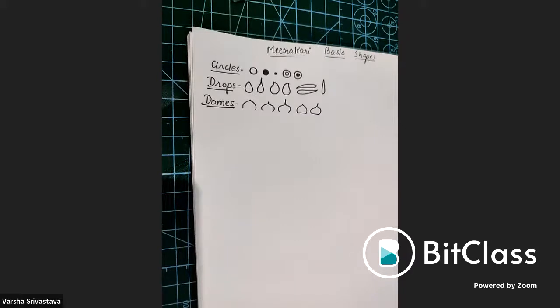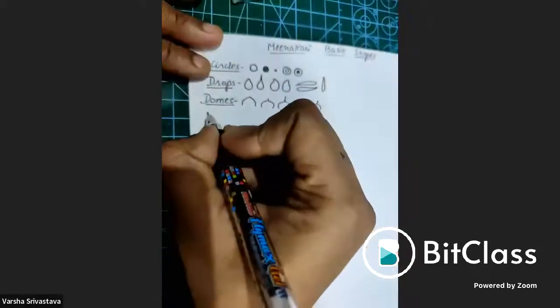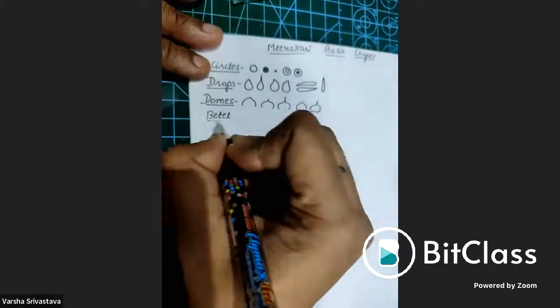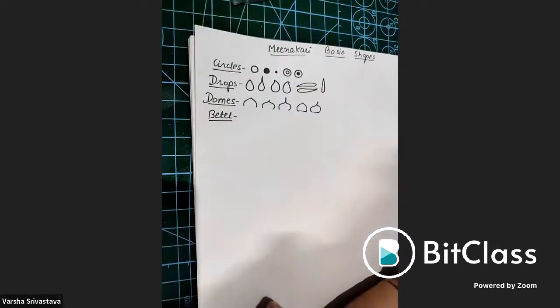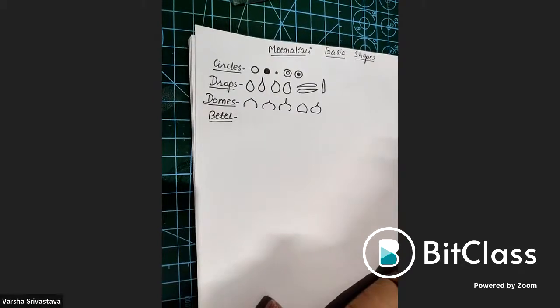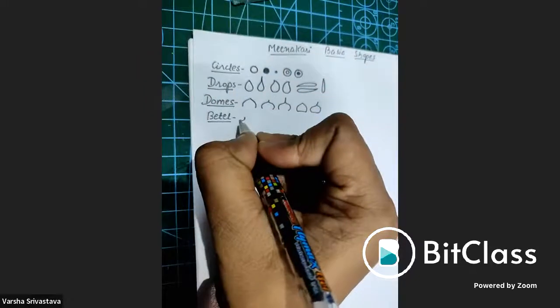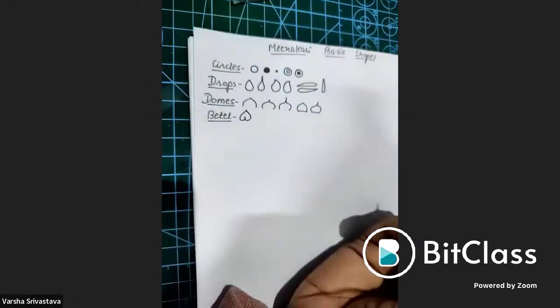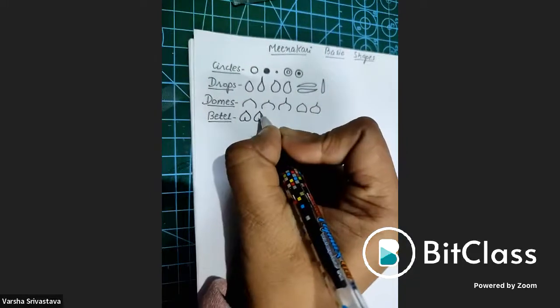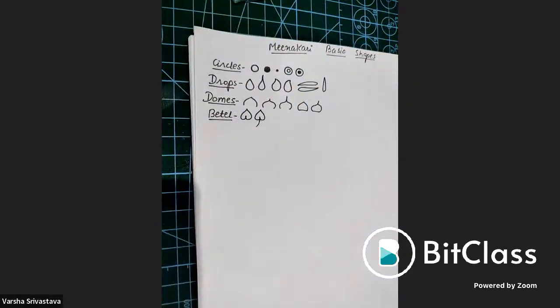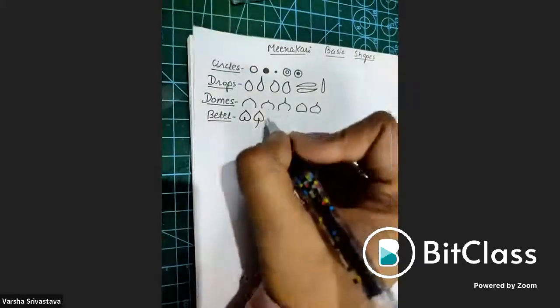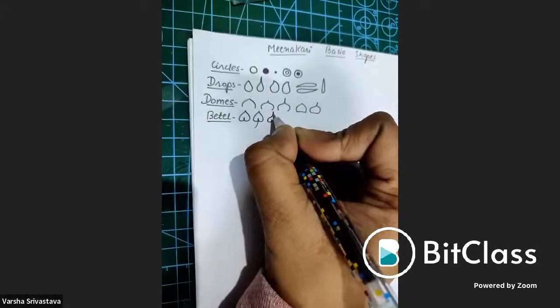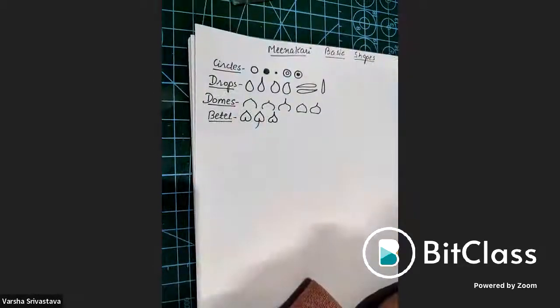Now next, I'm going to make the beetle shape. Beetle is the pan shape. Beetle. Okay. So just make it like this. And then you can just make it like this. And you can add a line like this. It's a pan shape. Then I'm going to make the pointed one. So pointed one is like this. This is the pointed one.